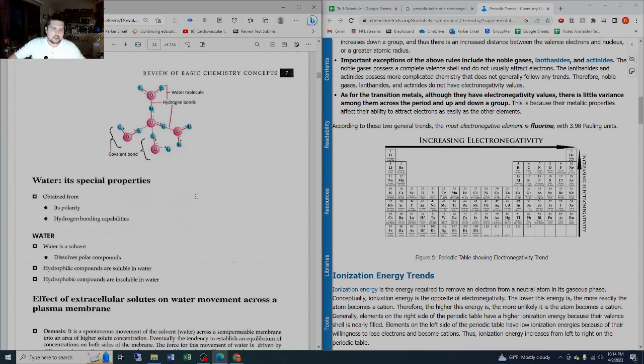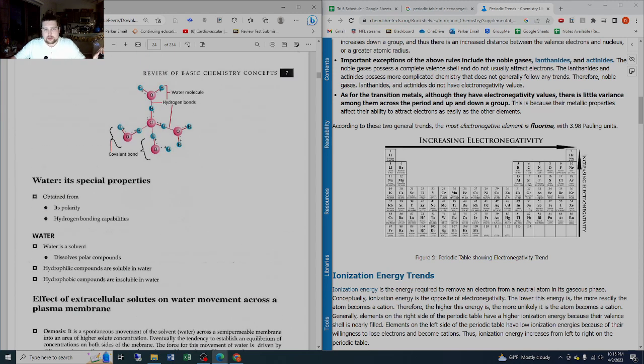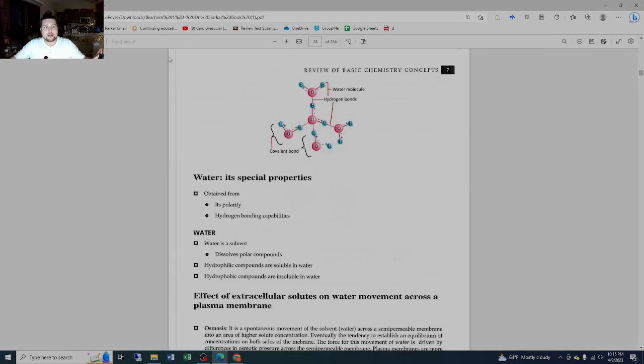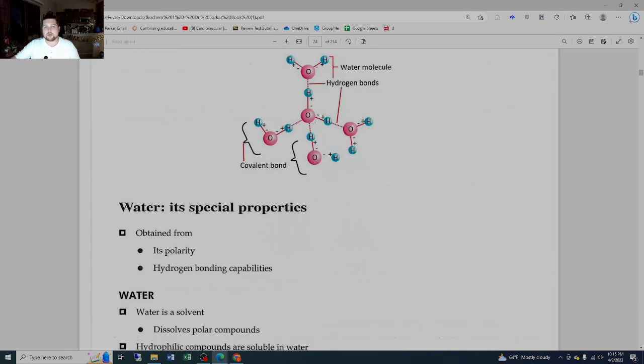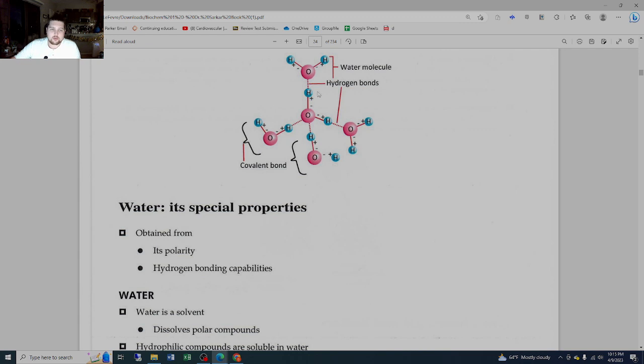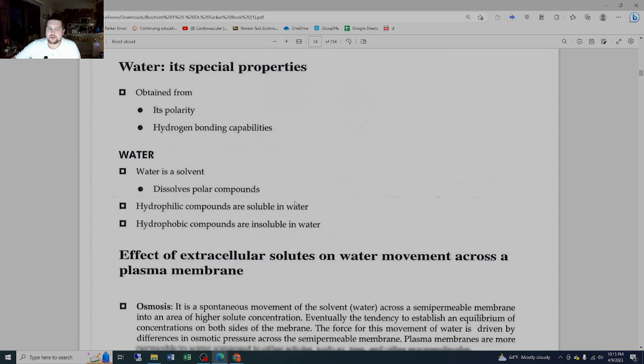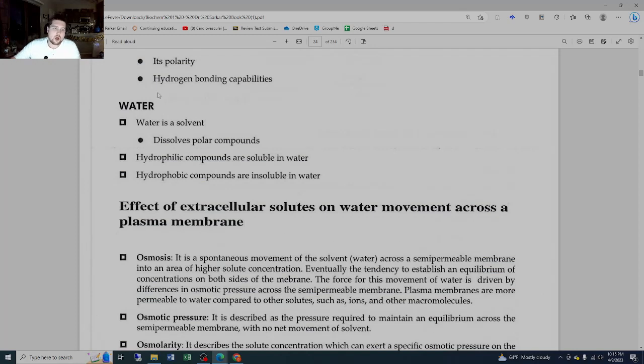Water's special properties are obtained due to its polarity. We talked about how the oxygen is really going to pull the electrons towards it, make the hydrogen more positive, and create those hydrogen bonds. Because of that, it has hydrogen bonding capabilities. Water is a solvent. This is probably one of the biggest things to remember.